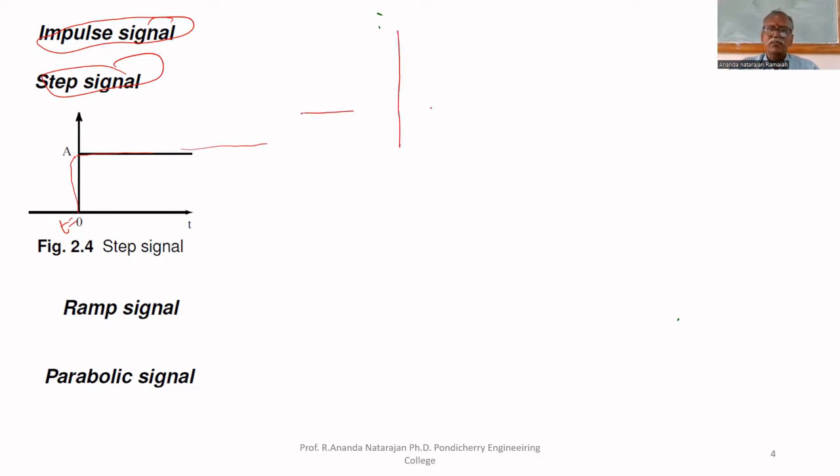Impulse input means at t equal to 0, you are giving input. Afterwards, its magnitude is 0. Before and after t equal to 0, its magnitude is 0. Can you give any example for impulse input? A mechanical example. Impulse input. Hammer blow. Hammer blow is an impulse input.